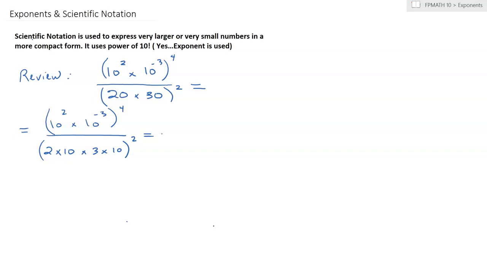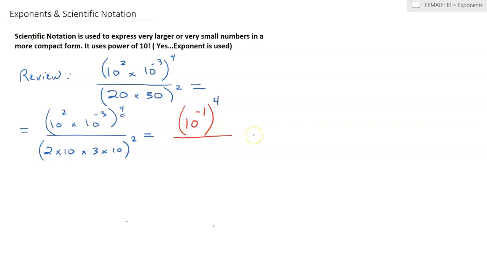All right, so now that we have this, let's make the numerator compact. So 10 squared times 10 to the power of negative 3. We can do the brackets first. So that would be 10 to the power of, I'm adding the exponents, so it would be minus 1. And all of that to the power of 4. The outside 4, I haven't touched any of that. Just let that be for now.